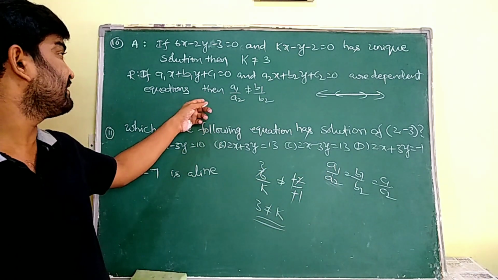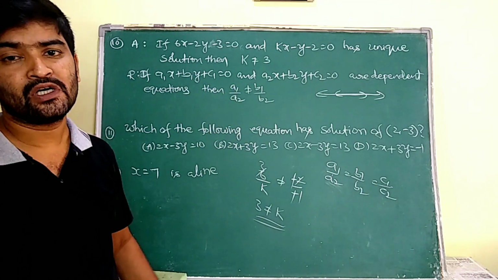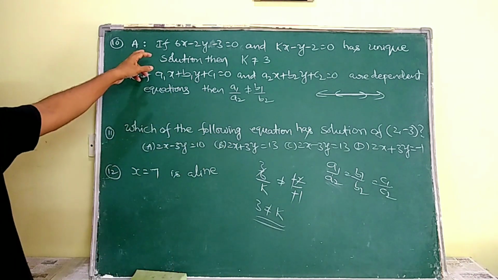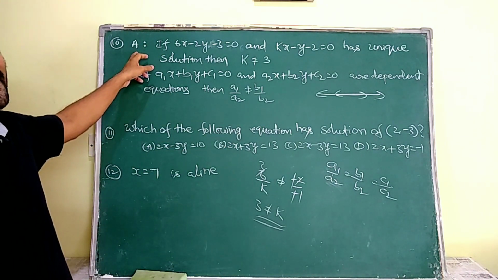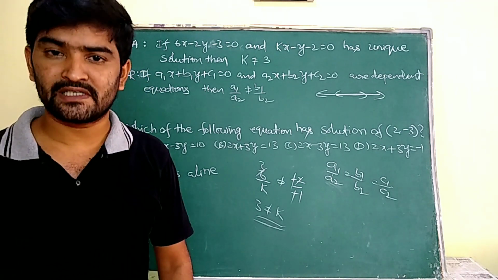But here he is saying that for dependent, a1 by a2 is not equal to b1 by b2. No, this is the wrong statement. That means the statement given under assertion is correct, but the reason is not correct. So here we have to choose option C.